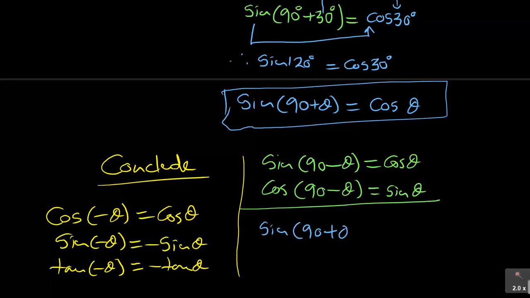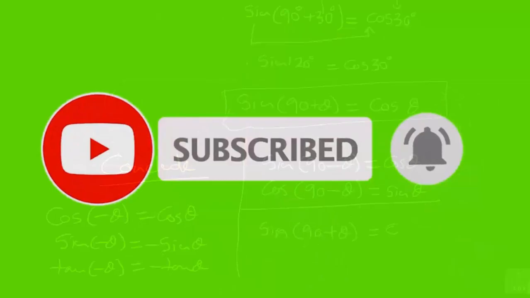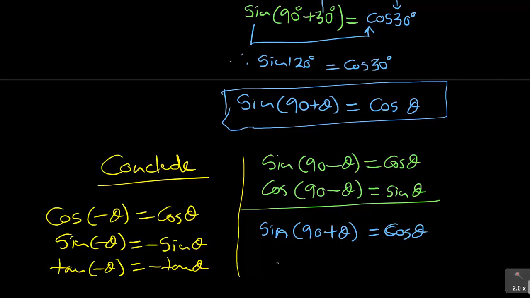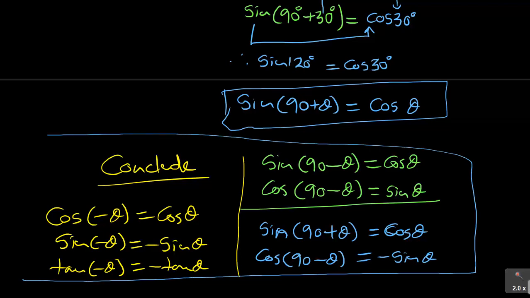And then the second part, you have sine of 90 plus theta. Now, what is sine of 90 plus theta, which is in the second quadrant? Remember, in the second quadrant, according to our CAST diagram, sine is positive. So this becomes cos theta. But cos of 90 plus theta, cos is negative in that quadrant, so it becomes negative sine theta. So these are the cofunctions that are very important for you to know, as well as the negative angles.